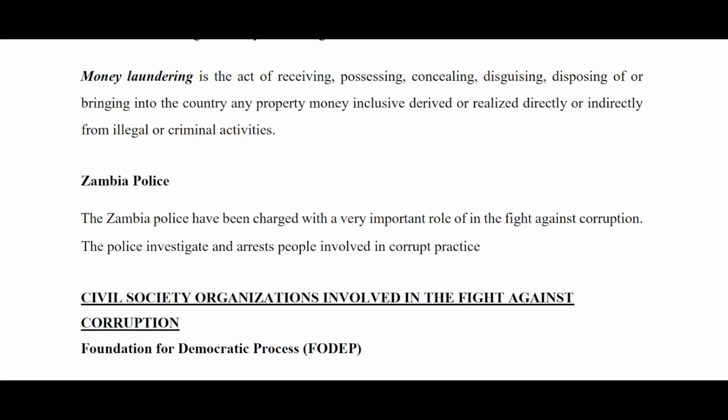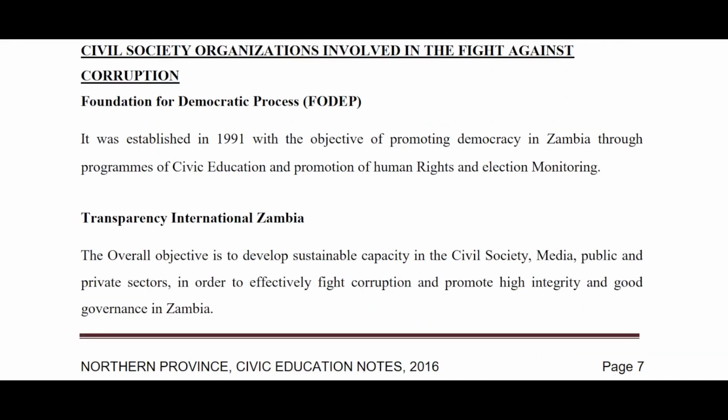The other institution is the Zambia Police. So please don't confuse institutions and organizations. What we've been talking about are all institutions. Let's talk about organizations. We've got the Foundation for Democratic Process, known as FODEP. FODEP is another organization that fights corruption. It was established in 1991. The other one is TIZ, the Transparency International Zambia, whose main objective is to develop sustainable capacity in the civil society, media, and public as well as private sectors. These are organizations, not institutions.